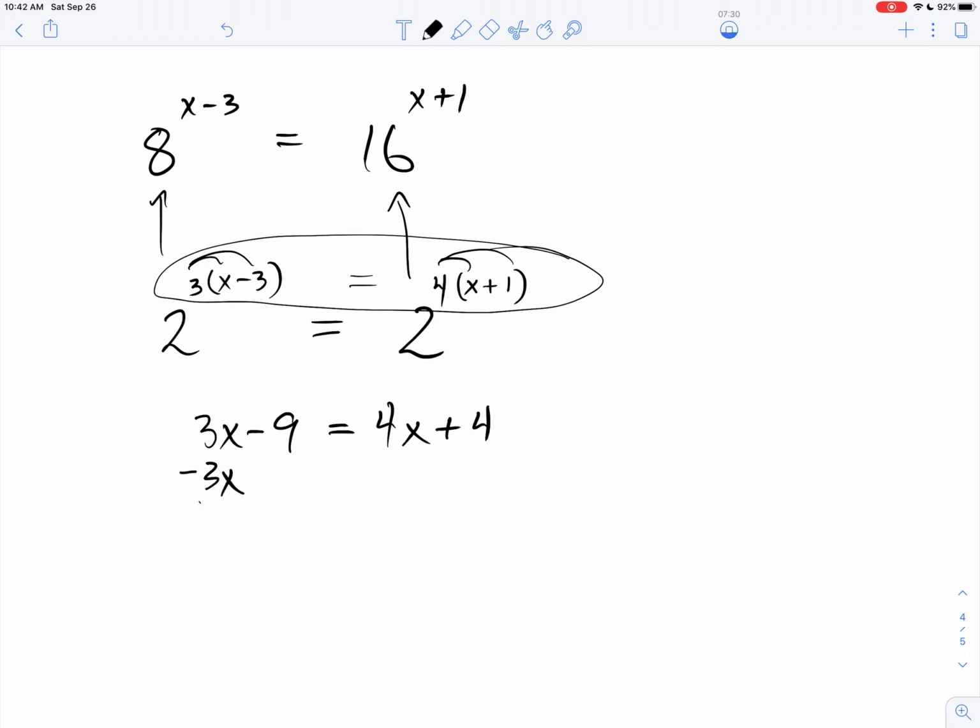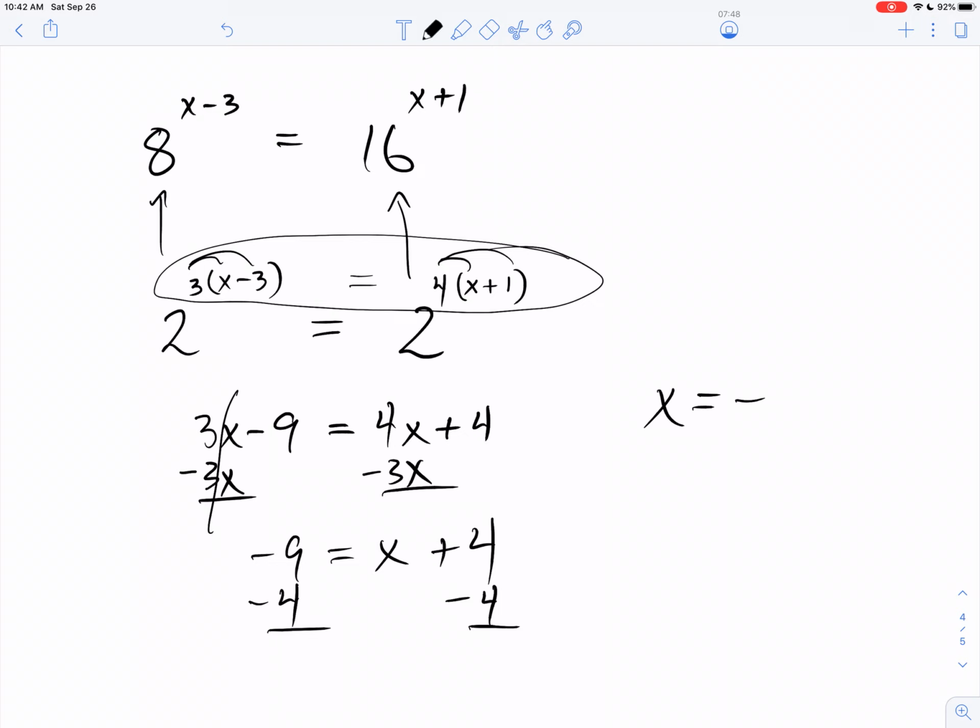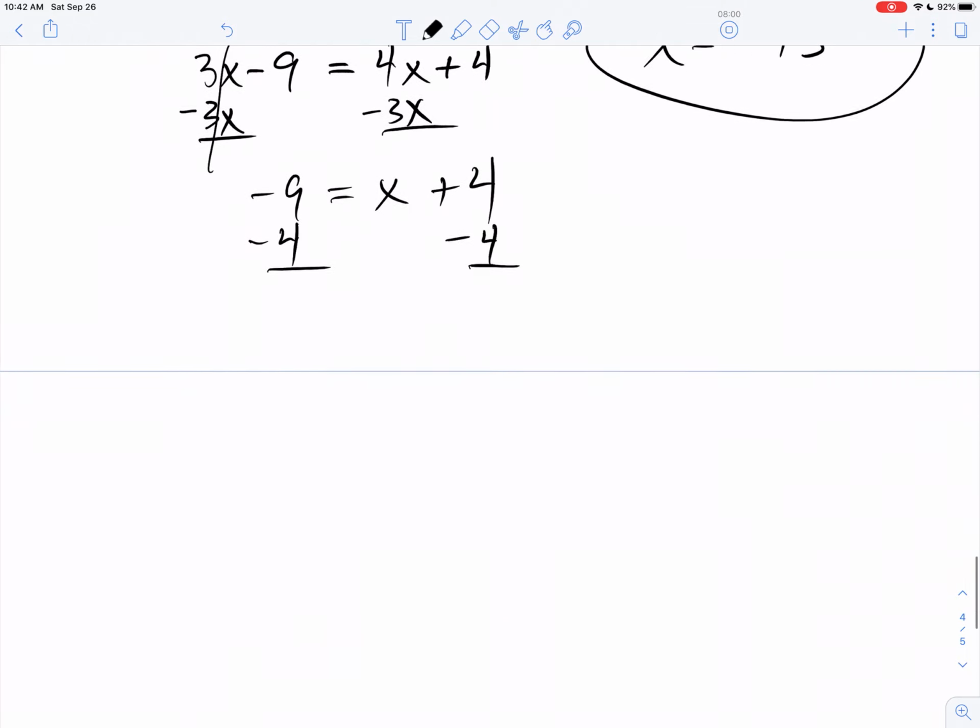I'm going to move these over here, minus 3x, and then that would give me negative 9 equals x plus 4. So I'm going to move that over to the other side. And here we go. X equals, I'm running out of room there, so I'm just going to write it on the side. X equals negative 13. God, that's a horrible looking 3. Negative 13.